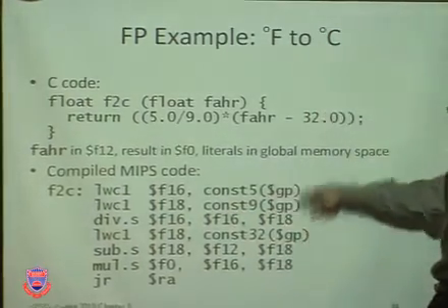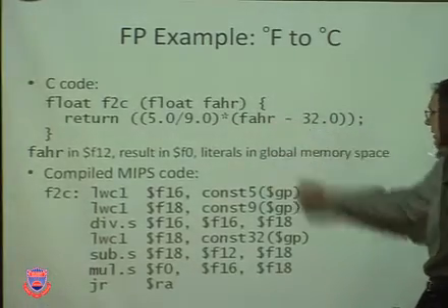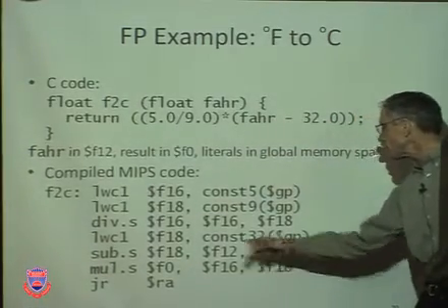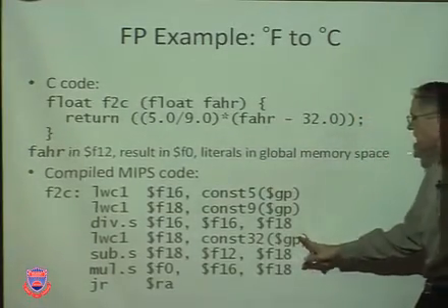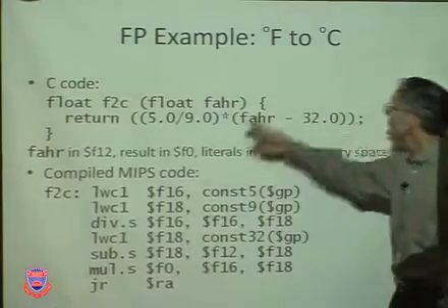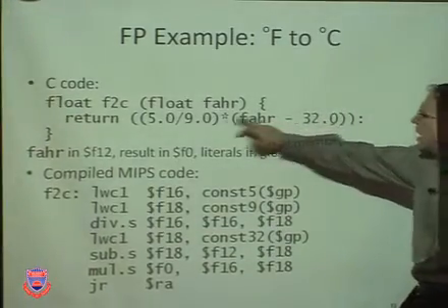Now we need to do a subtraction of 32 from the Fahrenheit. So we're going to bring in the constant 32 from wherever it was stored in the static part of memory and put it in F18. And Fahrenheit is supposed to be in F12.